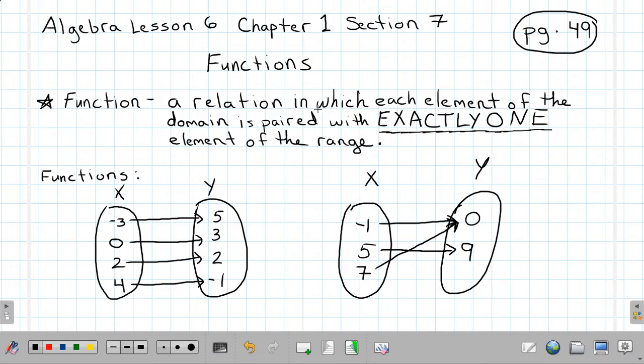So what we've got here is each element of the domain. Well, what are the elements of the domain? Those are the x values. So another way to say this is a function is where each x value is paired with exactly one y value. And that's exactly what we see with these mappings here. Now, not just with the mappings. It's easier to see a function with the mappings, but this also works with tables, graphs, as we'll see later on. So tables, graphs, mappings.